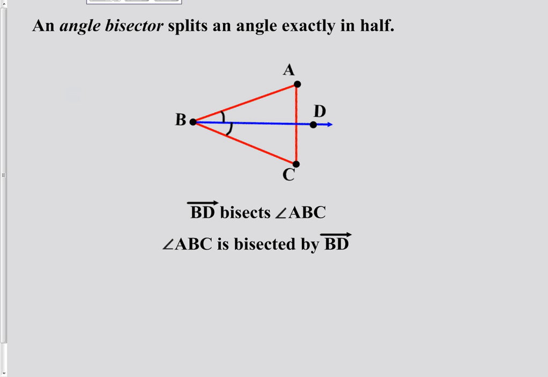There's other vocabulary that can also apply here, because we've seen this word before, bisector, and there's a lot of different ways to communicate it. It could also say that angle ABC is bisected by ray BD, or that ray BD is a bisector of angle ABC. A lot of different vocabulary there, but it all has the same meaning.